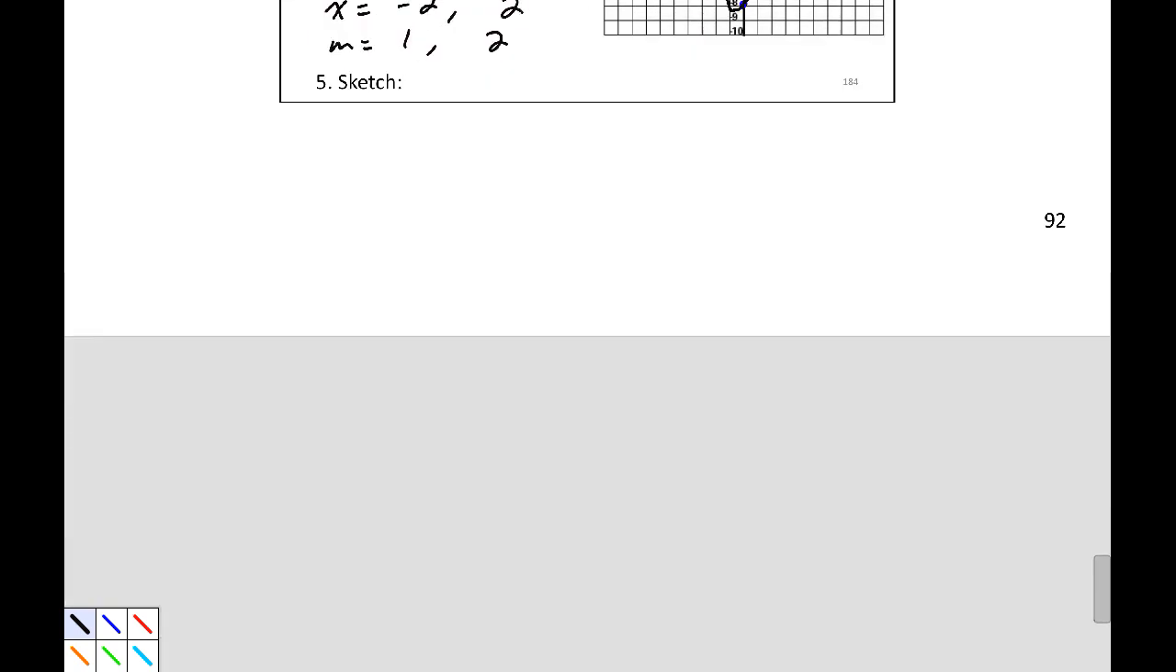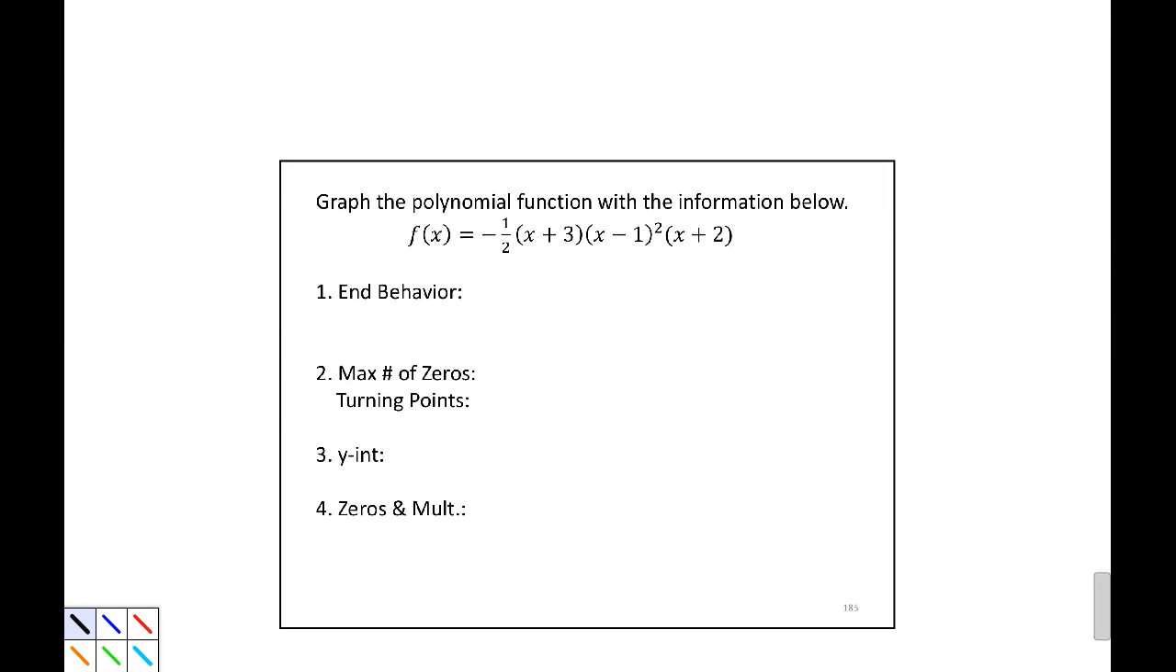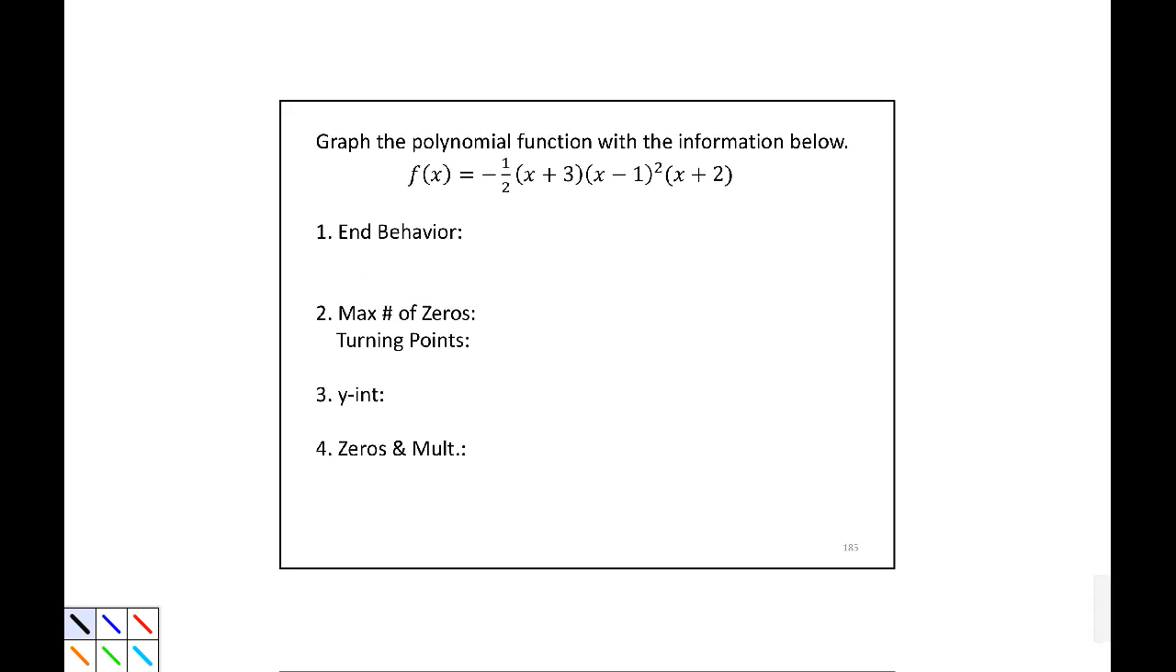All right, let's look at our last example for this objective, graphing polynomial functions. Graph the polynomial function with the information below. f of x equals negative 1/2, times the quantity x plus 3, times the quantity x minus 1 squared, times the quantity x plus 2. Well, this one is written in a different form. It's in a factored form, so we can actually tell the zeros very quickly.